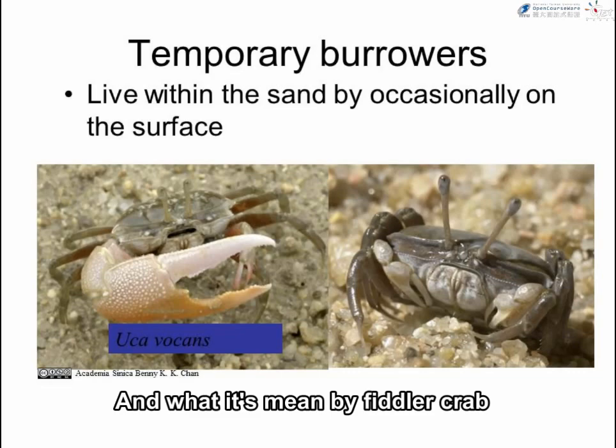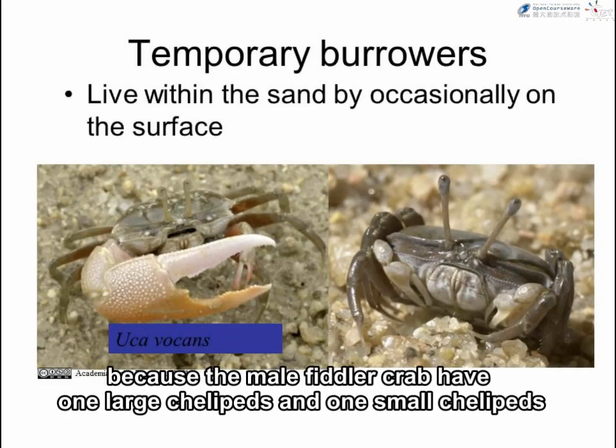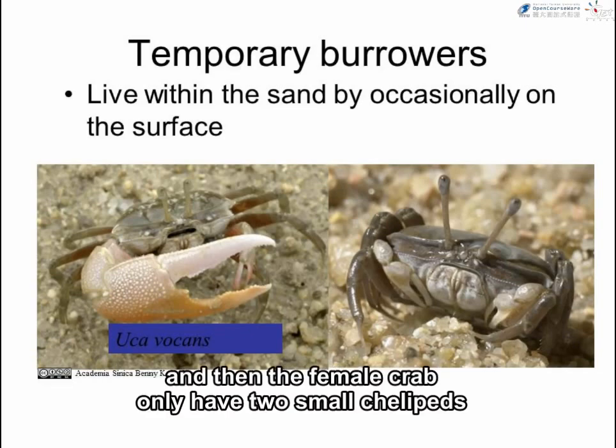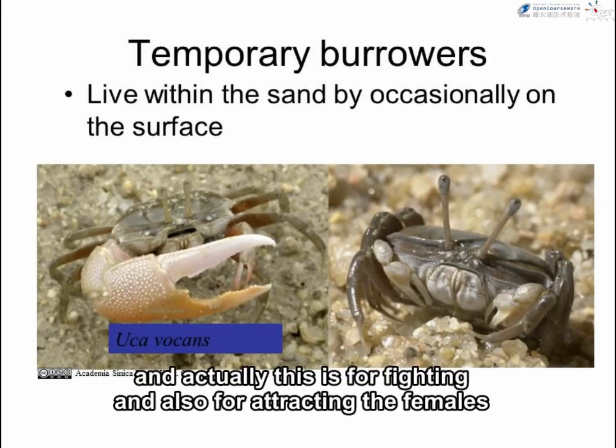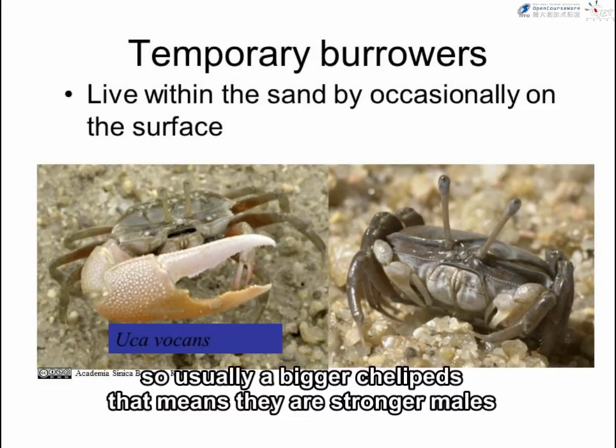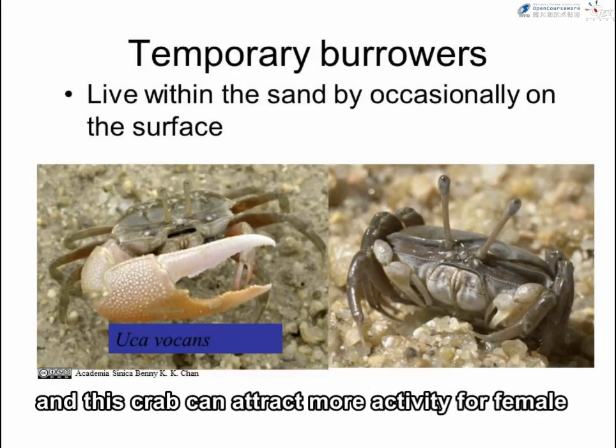And what is meant by fiddler crab? The male fiddler crab has one large chela and one small chela, and the female crab only has two small chelae. So what is the function of the male having a large chela? This is for fighting and also for attracting the female. Usually a bigger chela means a stronger male, and this crab can be more attractive to females.